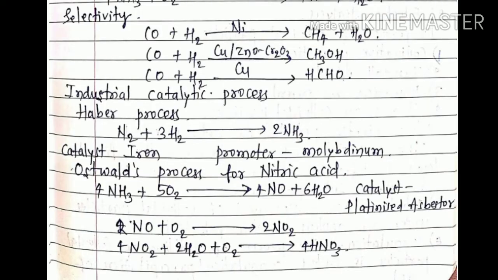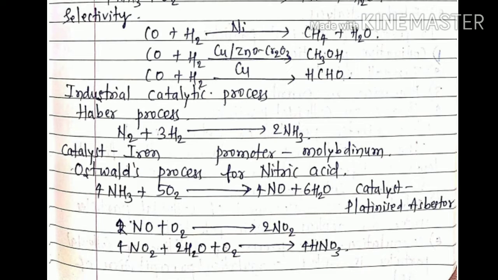So then consider selectivity. Carbon monoxide plus hydrogen: in the presence of nickel it will give CH4. In the presence of copper, zinc oxide, chromium oxide, it is going to give CH3OH. So carbon monoxide plus hydrogen, in the presence of copper, will give formaldehyde, HCHO. So it means that with the same reactants but different catalysts, we are going to get different products.